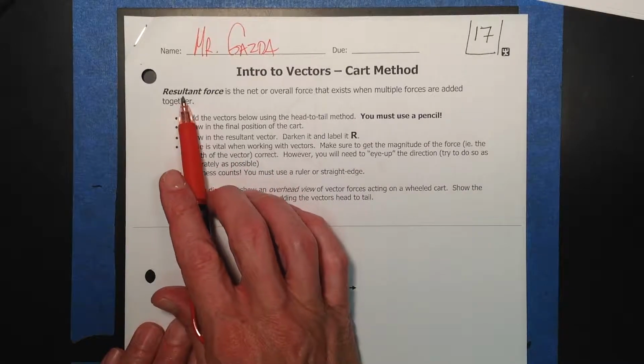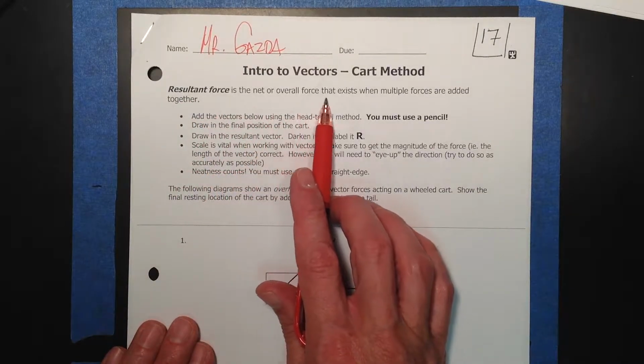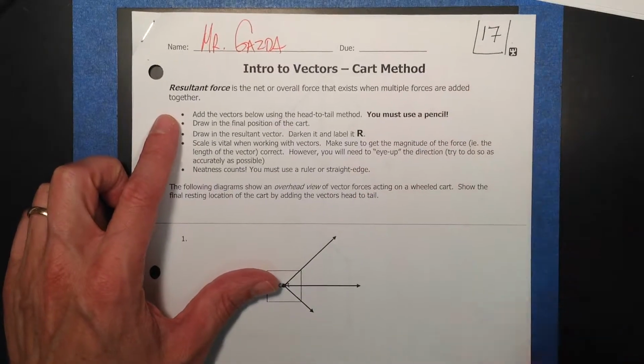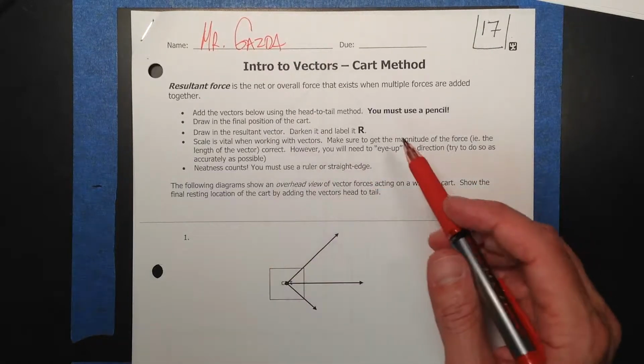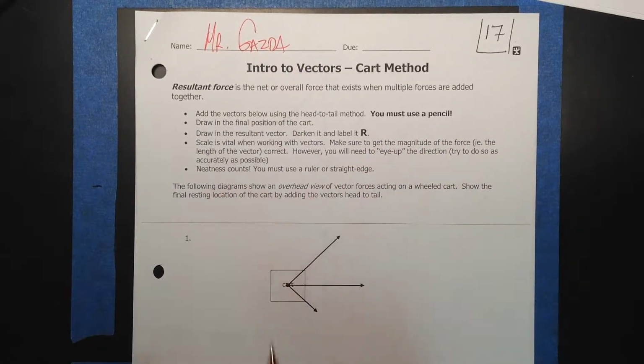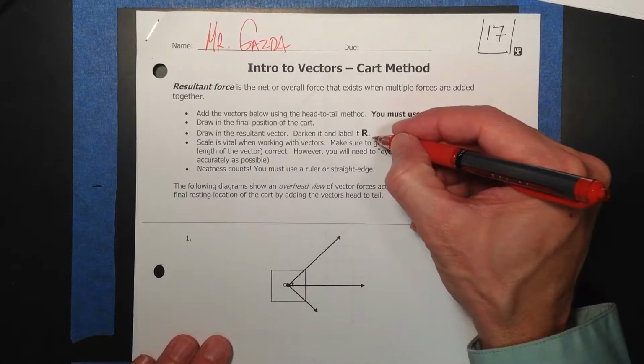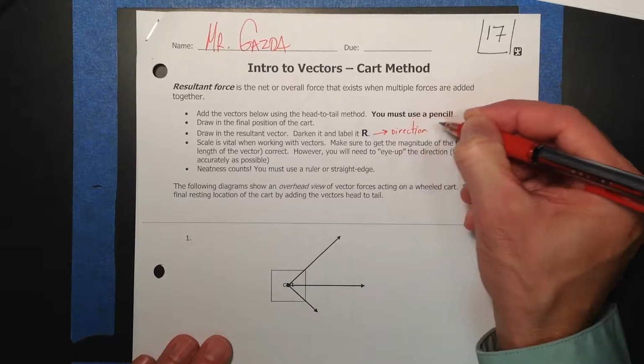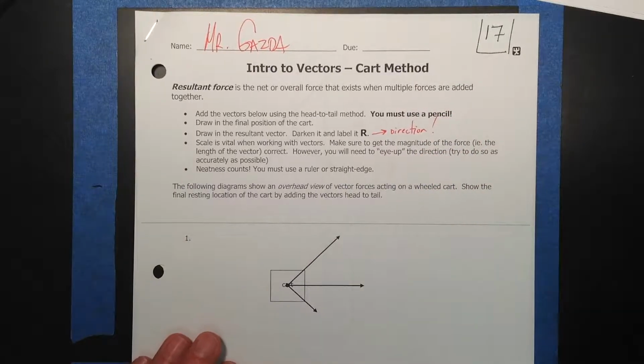So, key thing: the resultant force is the net or overall force that exists when multiple forces are added together, and that's what we'll be doing today with the head-to-tail method. So follow these directions. You're going to use a pencil, and the key thing is the resultant vector. Darken it, label it R, and direction is key. The direction of this is super important, and it's the one that students often mess up.